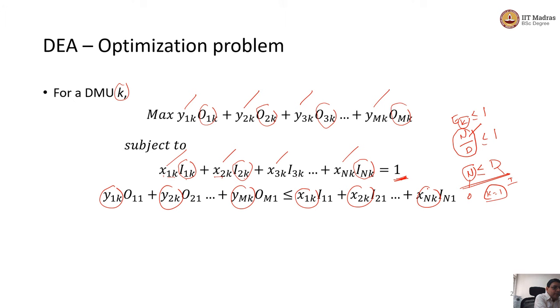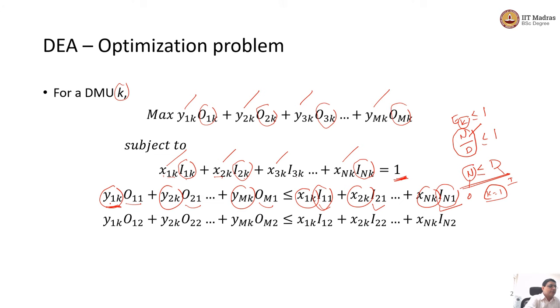Now DMU1 should get an efficiency of less than or equal to 1 using the weights used by DMUK. So the output values correspond to DMU number 1. I11, I21, IN1, those are the inputs for DMU1, right, but the weights are essentially taken from the weights used by DMUK. That's what we mean. Using the weights that DMUK is using, no other DMU should get an efficiency of more than 1. So this is a constraint for the first DMU trying to use the weights for DMUK and getting an efficiency of less than or equal to 1.